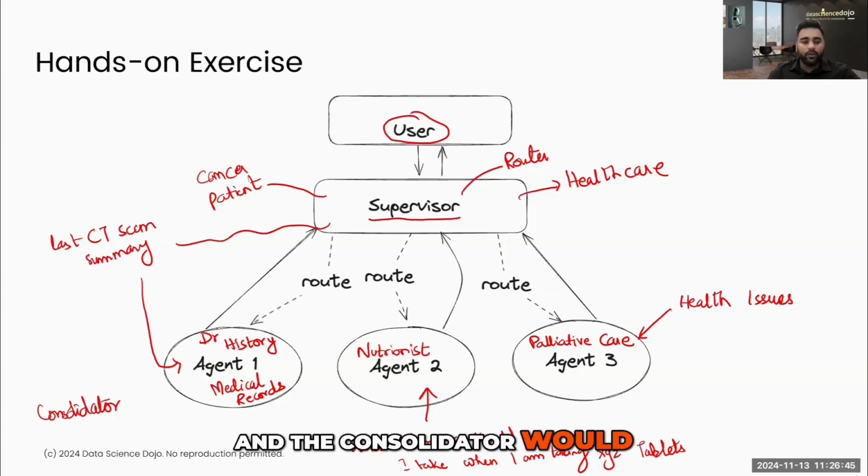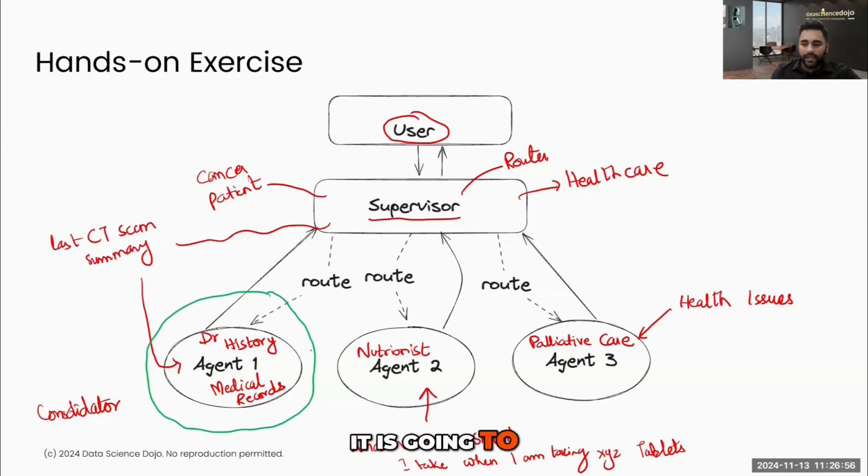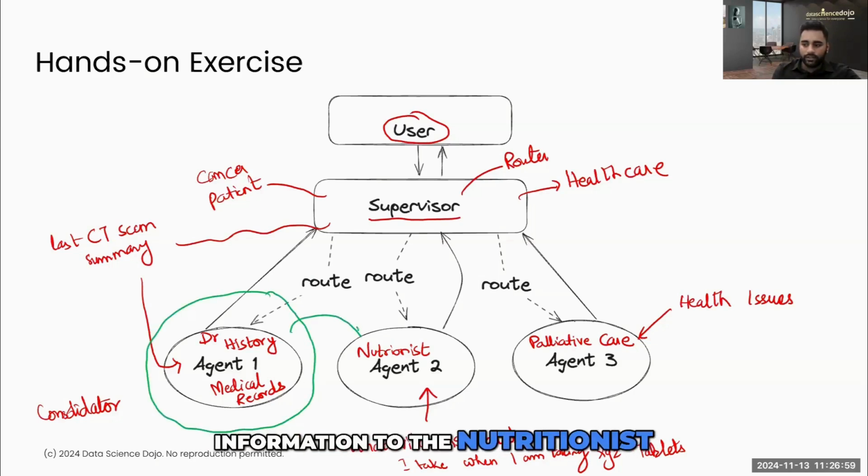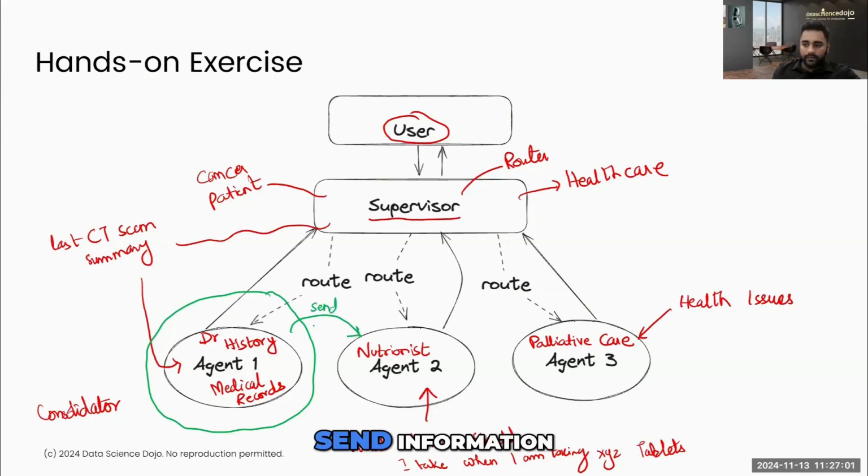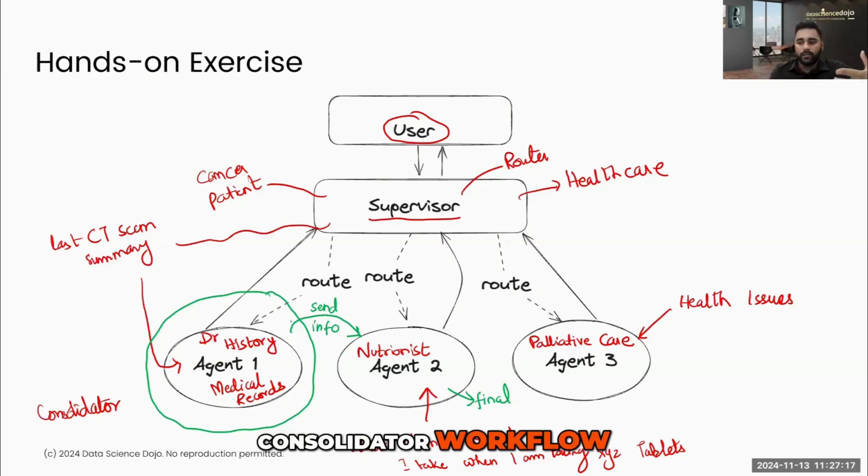And the consolidator would look like this: after getting the medical records, it is going to send all of this information to the nutritionist, and based on this information, I'm going to get the final answer. So this is the context I'm sending towards the nutritionist. And having said that, this would be a consolidator workflow.